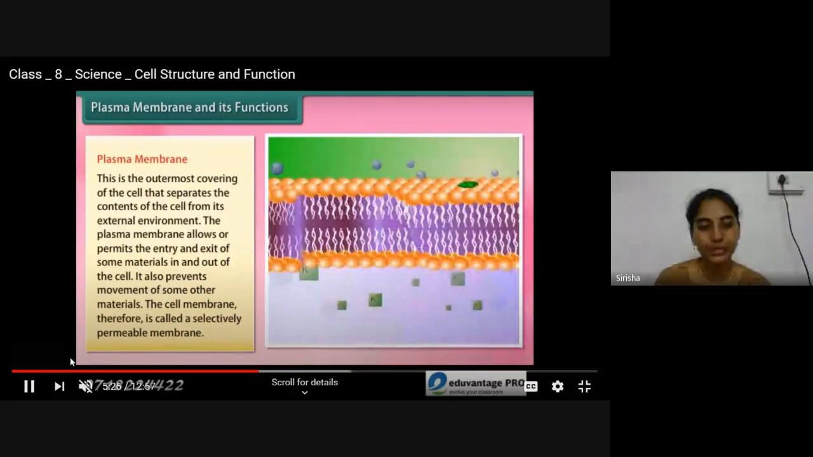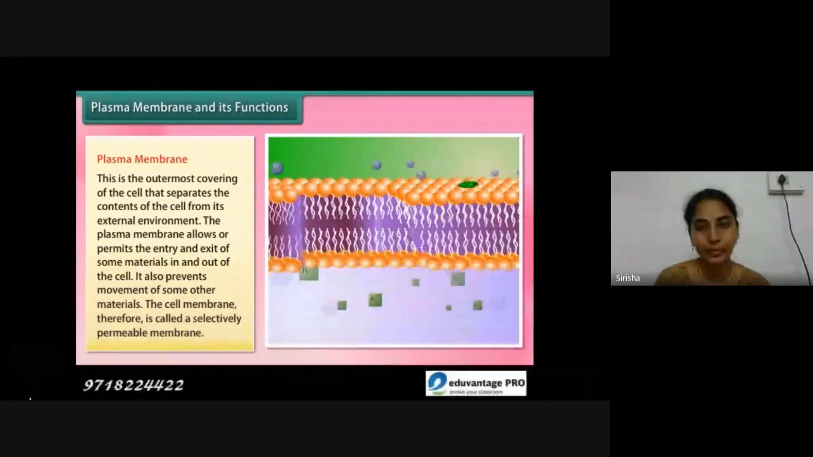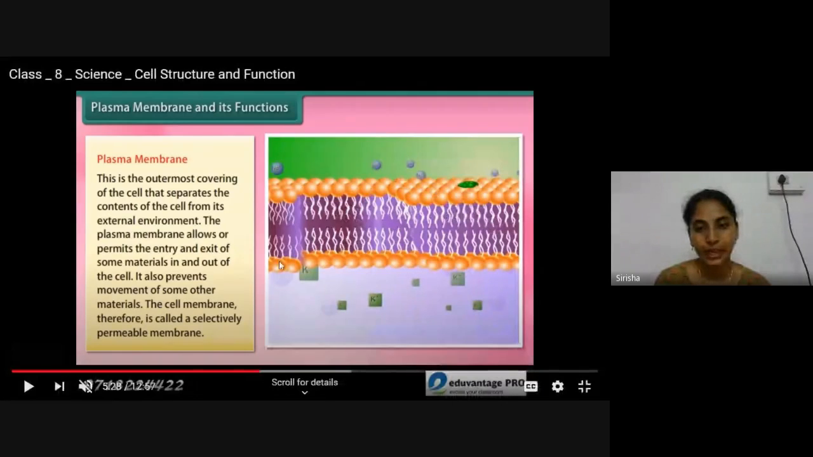So if you see the structure of the plasma membrane, it is like this. It consists of phospholipid and protein structures like this, and it is a bilipid layer. These are all proteins, and it is a bilipid layer.